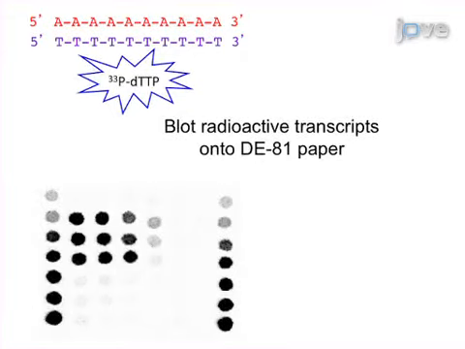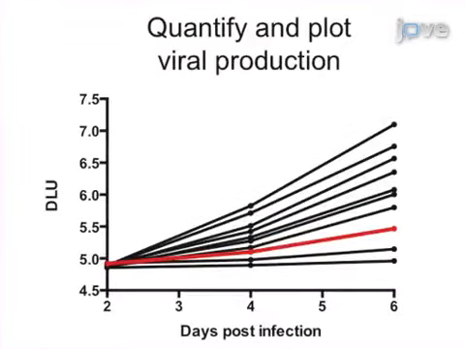Ultimately, a radio-labeled reverse transcriptase assay is used to quantify virion production over time in order to visualize viral replication kinetics. The method we're going to describe today can help answer key questions in the HIV field.